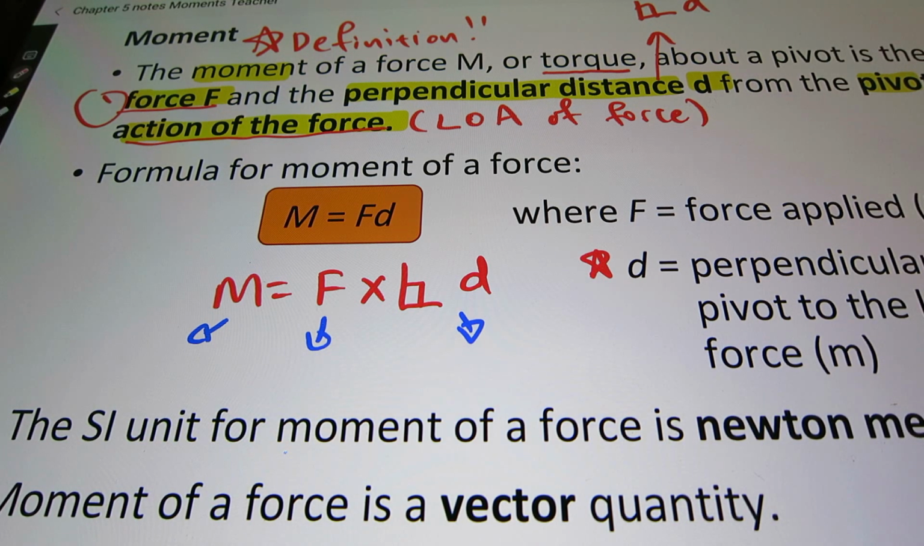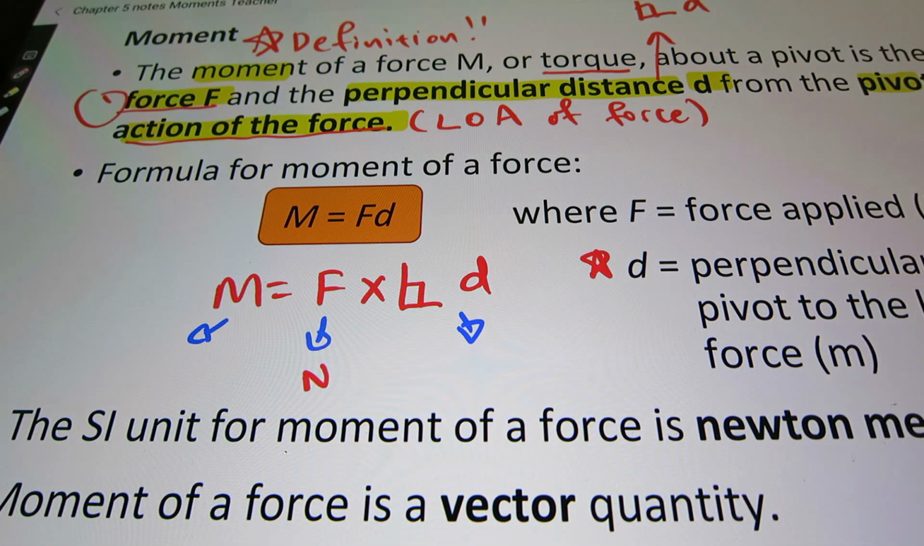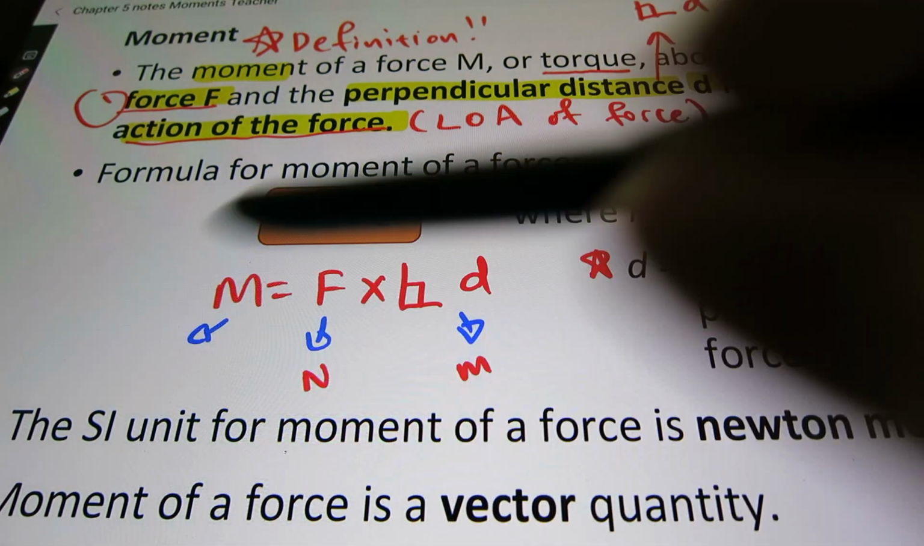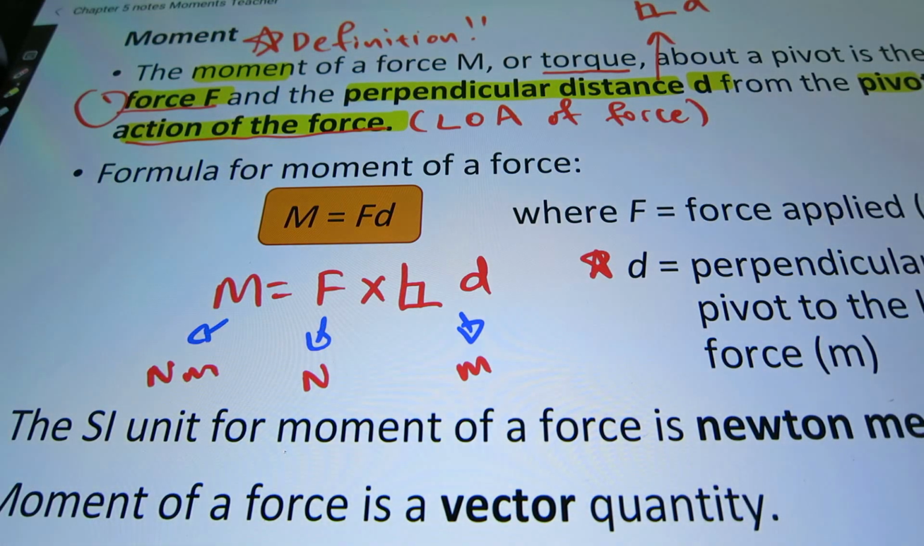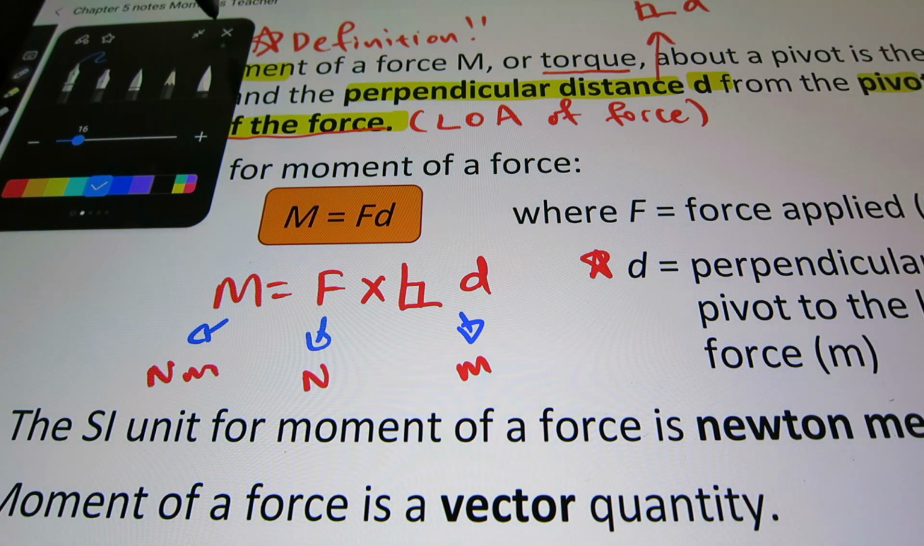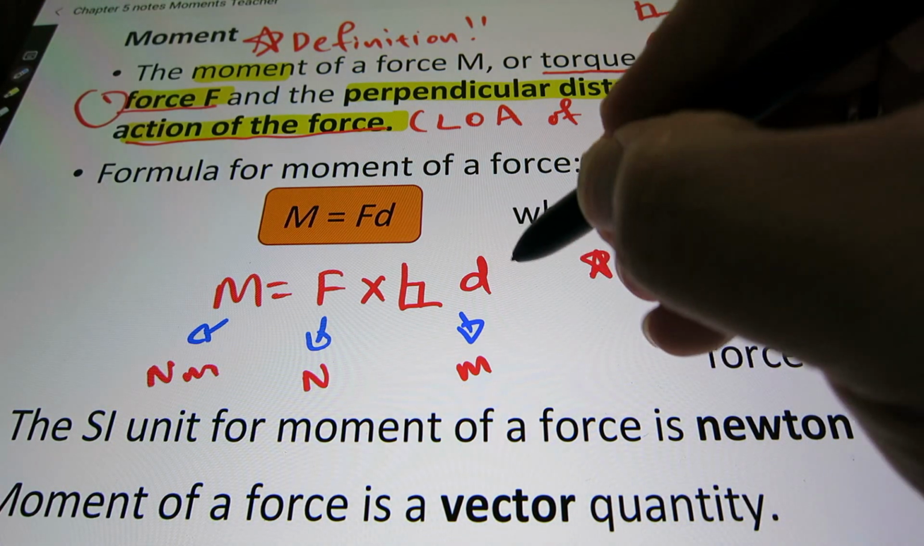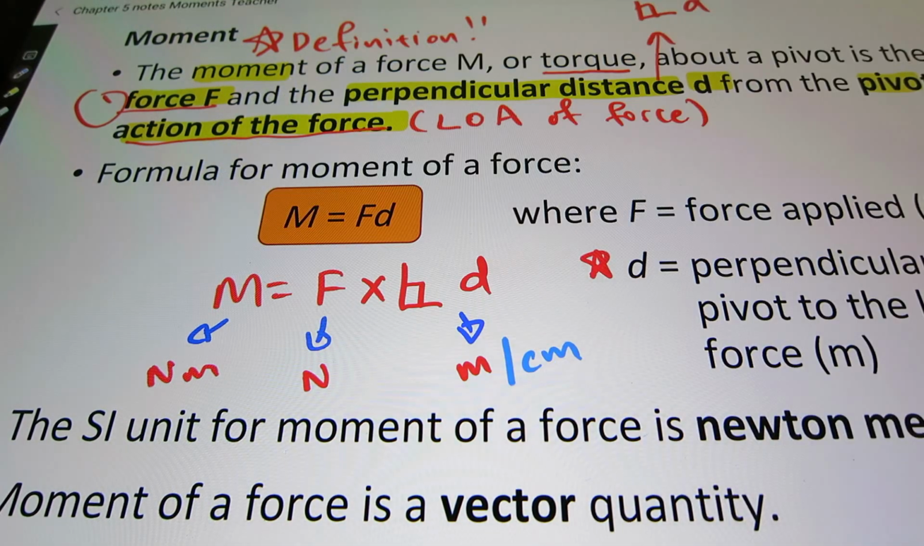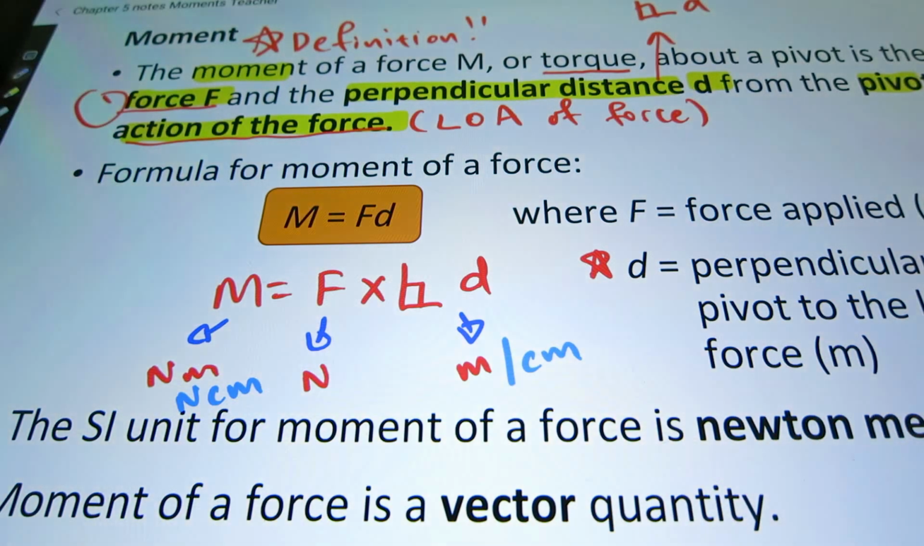Now, of course, we'll do some unit analysis. Force is given in newtons. Distance is given in meters. You multiply the two of them. Therefore, the unit of moments is newton meter. Can I give it in any other units? Yes, you can. Because distance can also be given in cm, which means I can also give the unit of moments in newton cm if need be.